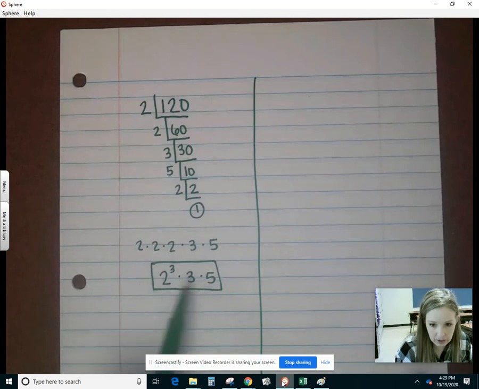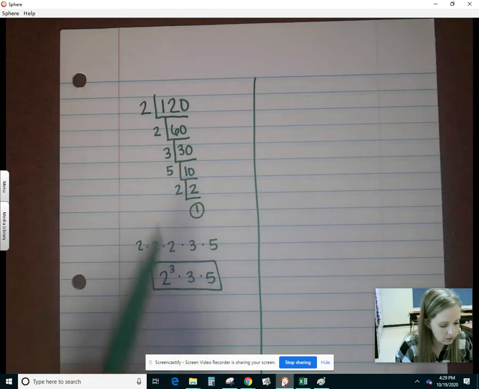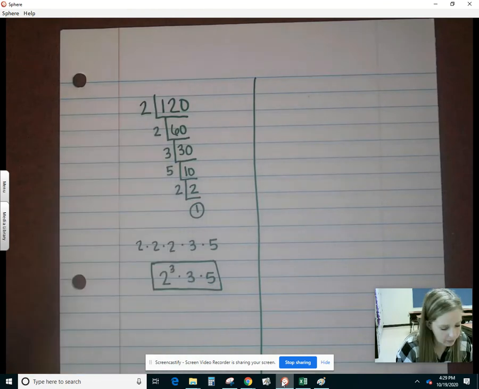And if you were to multiply all these out, 8 times 3 is 24. 24 times 5 is 120. So we know we got that correct.